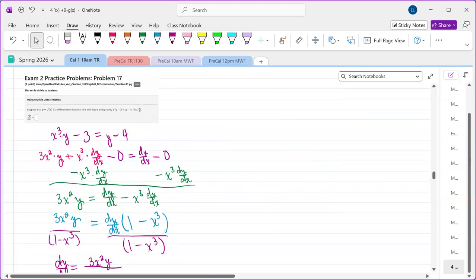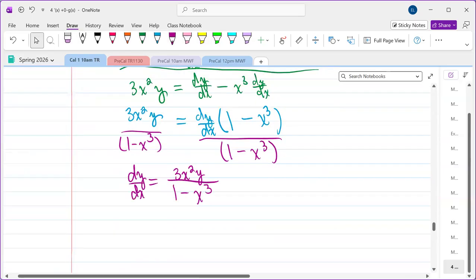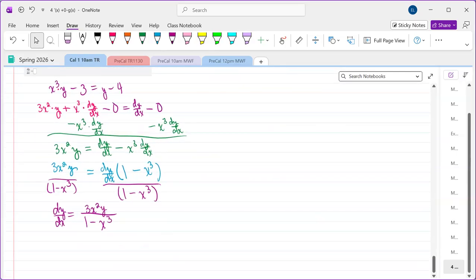$17? Yeah, 17. That's probably closer to how it'll look on the test. None of those stupid coefficients.